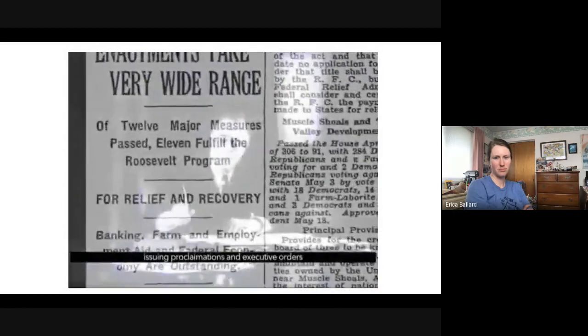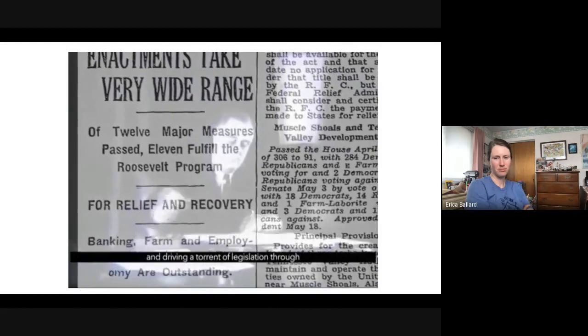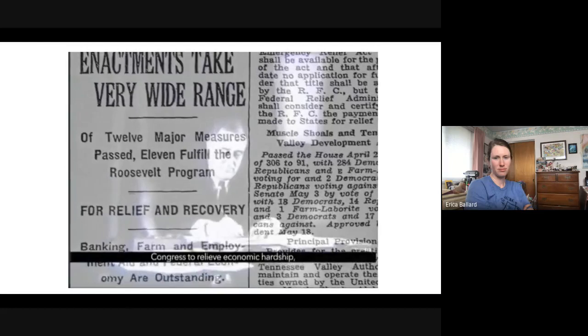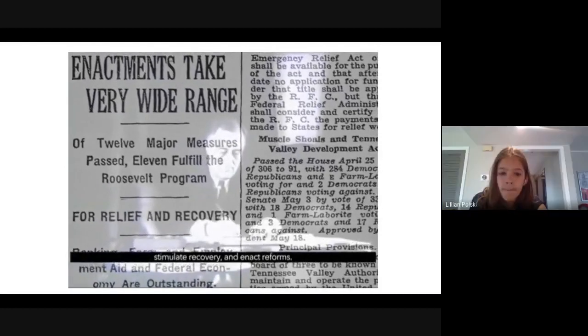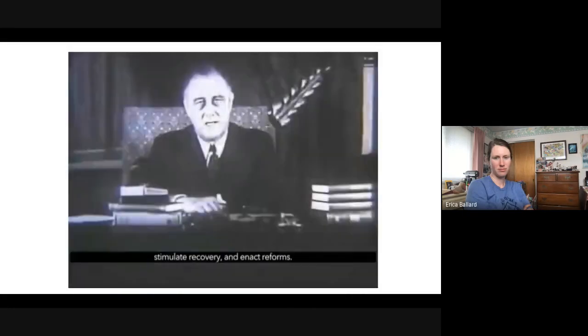proclamations and executive orders and driving a torrent of legislation through Congress to relieve economic hardship, stimulate recovery, and enact reforms. Confidence and courage are the essentials of success in carrying out our plan.